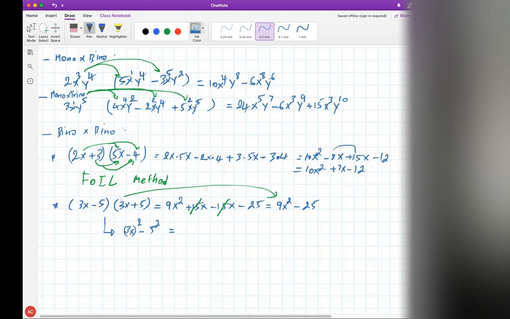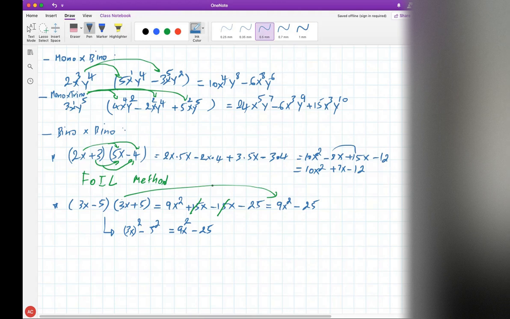You can just say (3x)^2 is 3x times 3x, which is 9x^2. Instead of writing 5^2, you can just write 25. That's the same answer we got by distributing, but feel free to use this formula whenever possible. You don't have to memorize it, but this one is helpful. We can use it for multiplying.